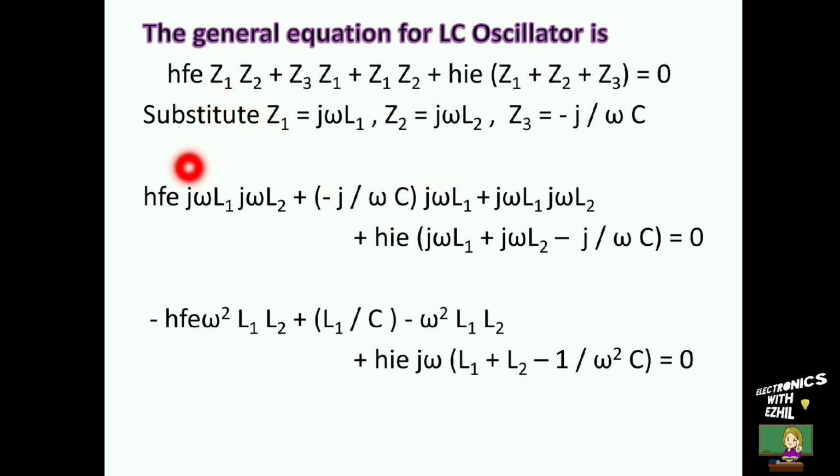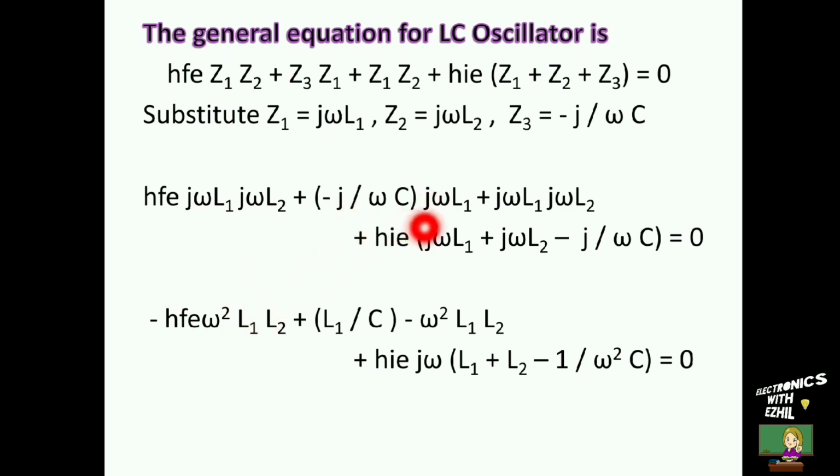Here Z1 is replaced by j omega L1, Z2 is replaced by j omega L2. In the second term, Z3 is replaced by minus j by omega C, Z1 is replaced by j omega L1 plus Z1 Z2 is replaced by j omega L1 j omega L2 plus h_fe into Z1 Z2 Z3 are substituted here. j into j is minus 1, it becomes minus h_fe omega square L1 L2.